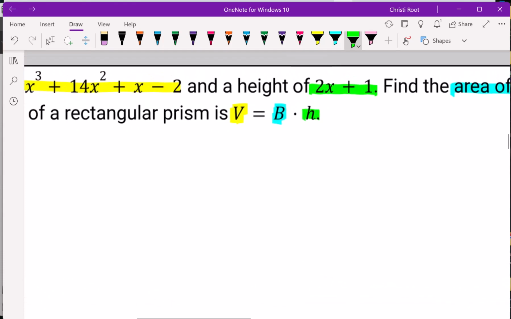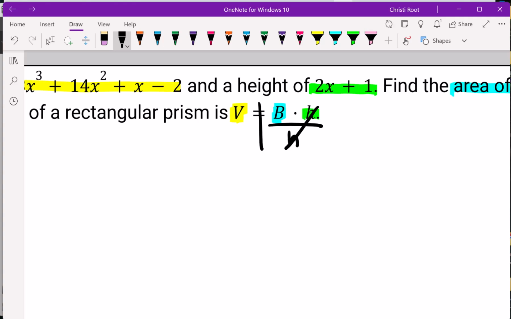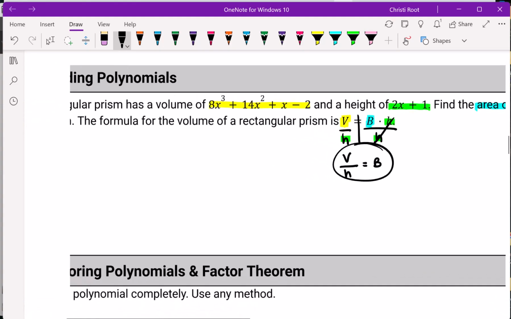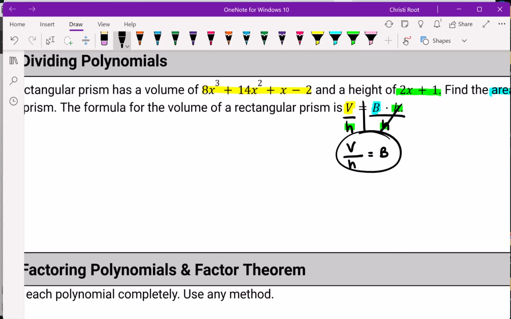So if I wanted to find the area of the base, what I would need to do is divide both sides by h, correct? So that means I'm going to use volume divided by the height equals base. So this is a division problem. That's why it's in lesson 3-3. So the volume is going to be 8x to the third plus 14x squared plus x minus 2. And we're going to divide that by 2x plus 1.